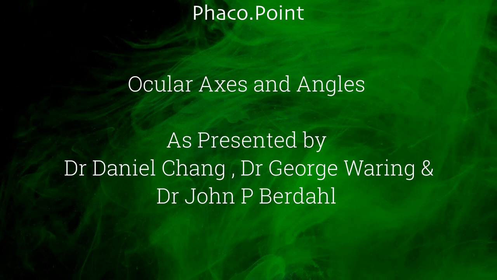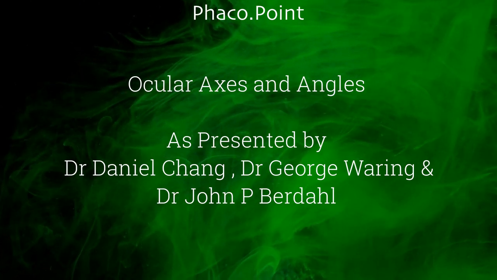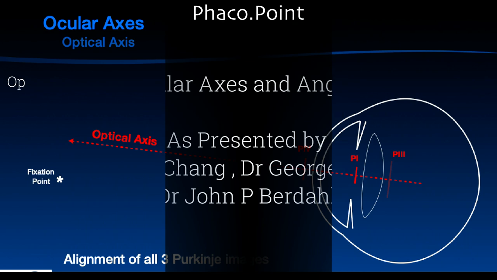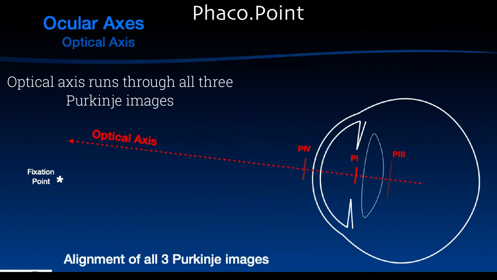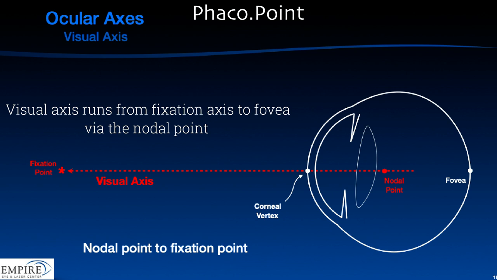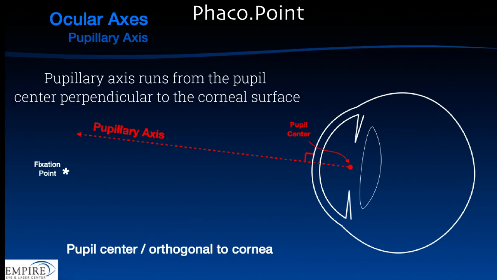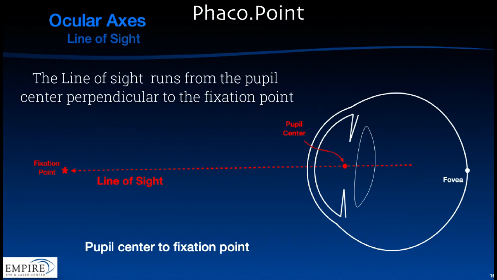This has been taken from the publication of Dr. Chang and Dr. Waring and Dr. Burdell. The optical axis is a line that joins the Purkinje 1, 3 and 4 images. Purkinje 2 image is seldom seen. The visual axis is a line that runs from the fixation point to the fovea, passing through the nodal point of the eye. The pupillary axis is the line that passes from the center of the pupil through the cornea, and at this point it is perpendicular to the midpoint of the corneal surface. The line of sight is a line joining the center of the pupil to the fixation point.